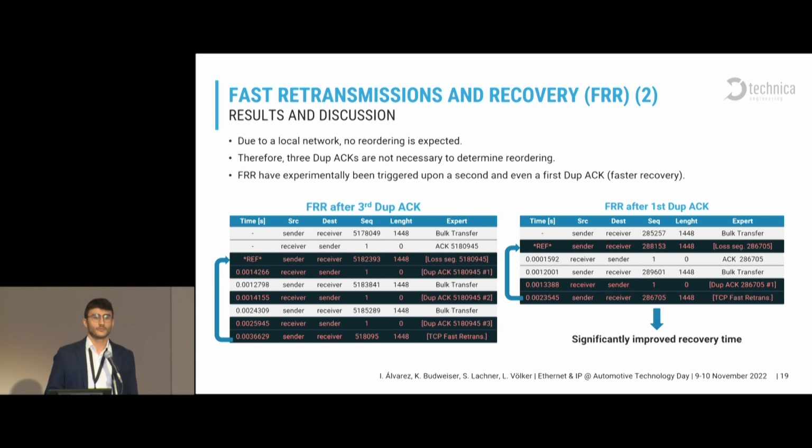Why are fast retransmissions so interesting for us, for automotive networks? This is because by nature, automotive networks are local networks, and reordering is not to be expected. So there is no need to wait for a third duplicate ACK to distinguish between a segment that has been lost and a segment that might have been delayed, because it's probably been lost. So with the use of our proof of concept setup, we have experimentally proved and seen that we can trigger fast retransmissions after a second and even a first duplicate ACK. Because the goal here is to react as fast as we can upon this loss.